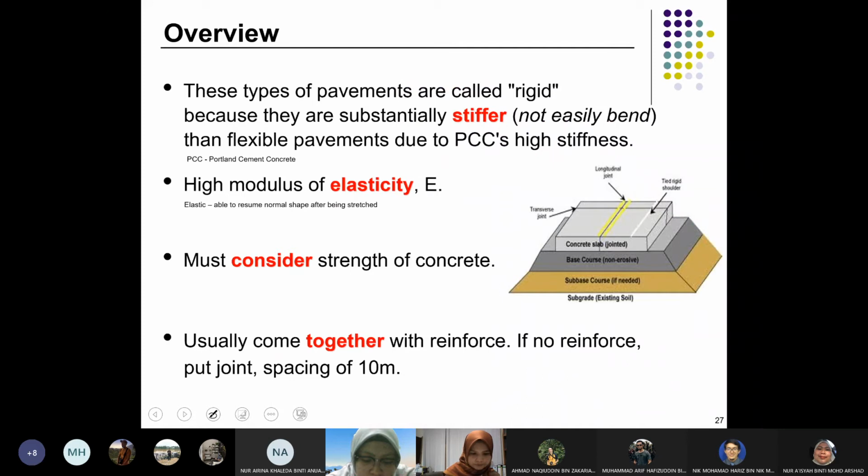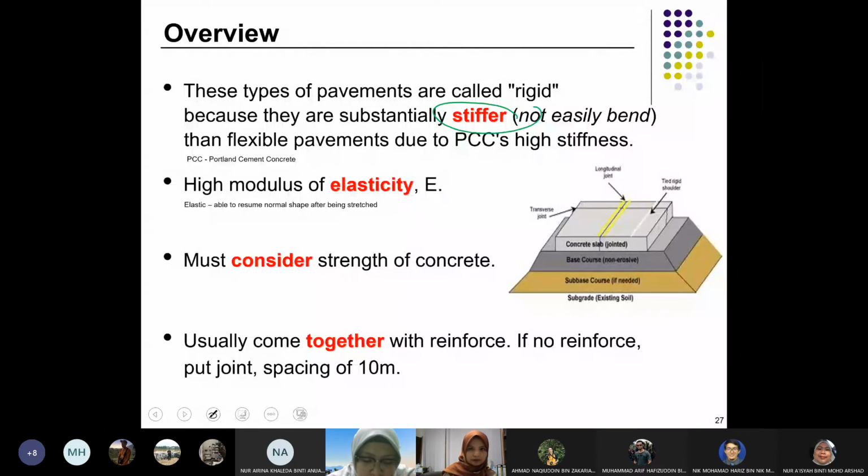Okay, rigid pavement. We will not go into detail on rigid pavement sebab kita tak belajar on the design. Okay. They are called rigid because they are stiffer. Stiff tu dia keras, dia tak easily bend. Bila you ada load kat atas tu, dia tak mudah bend. Dia akan stay macam tu. Sebab tu bila you drive atas dia, dia kan rasa macam keras, bunyi, dia berbunyi. Even bila ni pun you rasa rideability, comfortability tu not that good. Okay. Right. Because PCC is high in stiffness. Okay. High modulus of elasticity. Must consider strength of concrete.